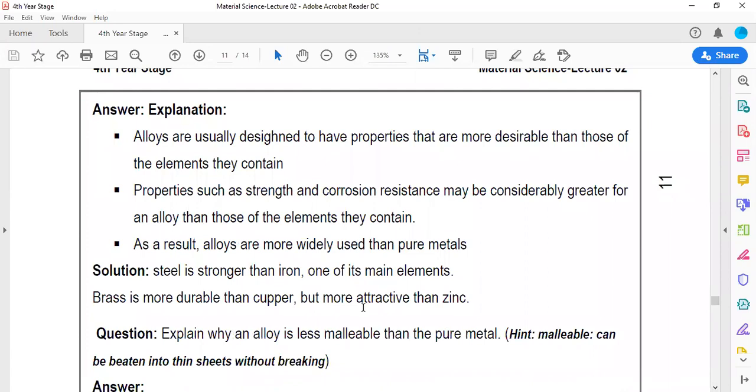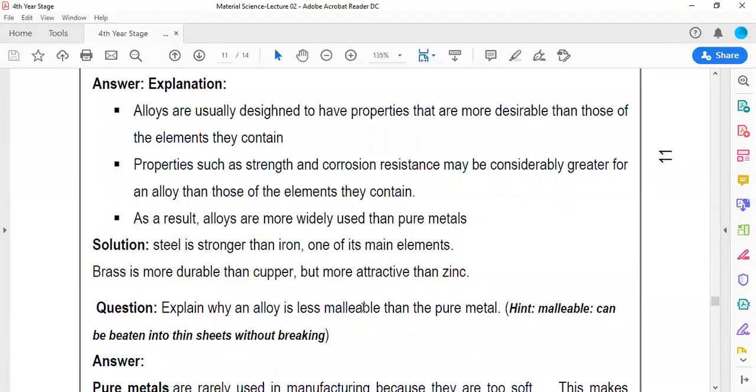Alloys are usually designed to have properties that are more desirable. Look at the words more desirable. We're not saying the metals are not desired, but to make them better, more useful, we change them to alloys that are more desirable than those of the elements they contain. Properties such as strength and corrosion resistance may be considerably greater for an alloy than those of the elements they contain. I think in general we explained all these.